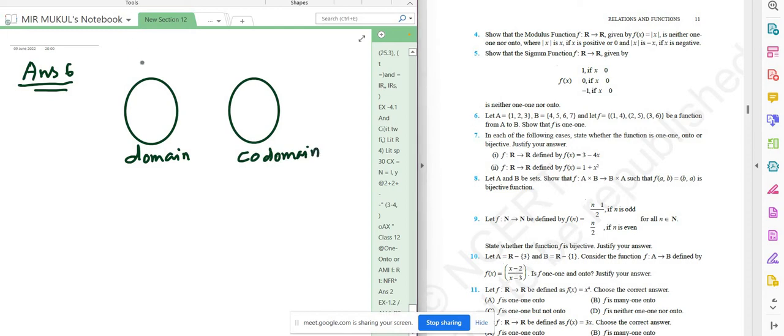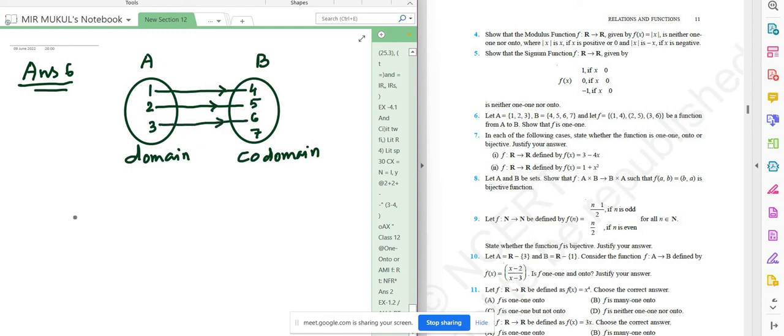So here domain is A and codomain is B. Domain contains 1, 2 and 3, and codomain contains 4, 5, 6 and 7. Now the image of 1 is 4. Image of 2 is 5. Image of 3 is 6.